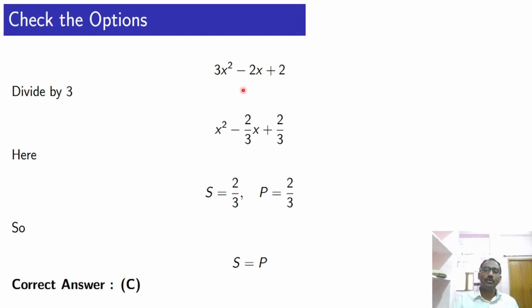So we are checking the options. Here 3x square minus 2x plus 2 we are having. If we divide this by 3, we get x square minus 2 by 3x plus 2 by 3. So s equal to 2 by 3, p equal to 2 by 3. So s equal to p, satisfying. With this polynomial we are satisfying this condition. That's why this is the polynomial we have selected.